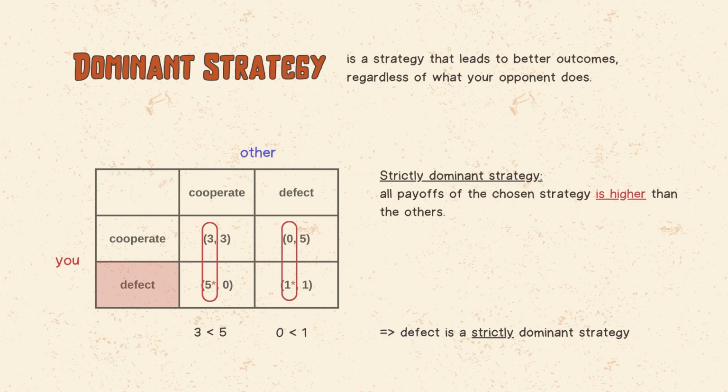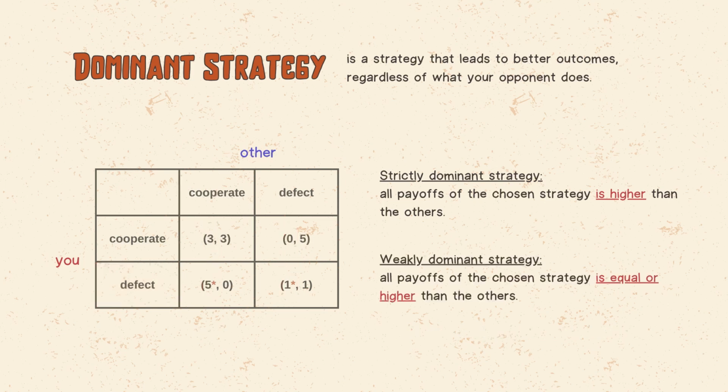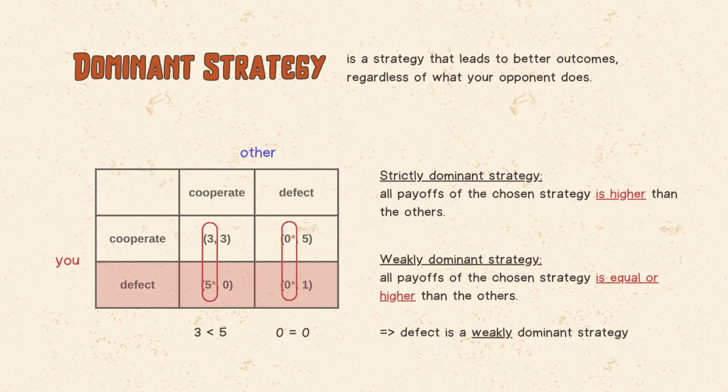For it to be called a strictly dominant strategy, all payoffs of the chosen strategy must be higher than the other payoffs. Just like in this example. If any of them are equal, then it will be called a weakly dominant strategy. Let's say instead of 1, you will get 0 as payoff if you defect, while the other player defects. Then defect is a weakly dominant strategy.